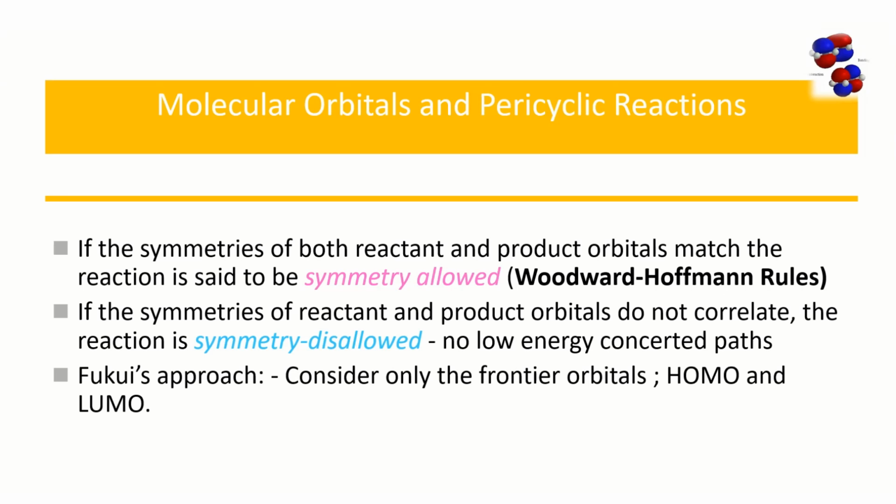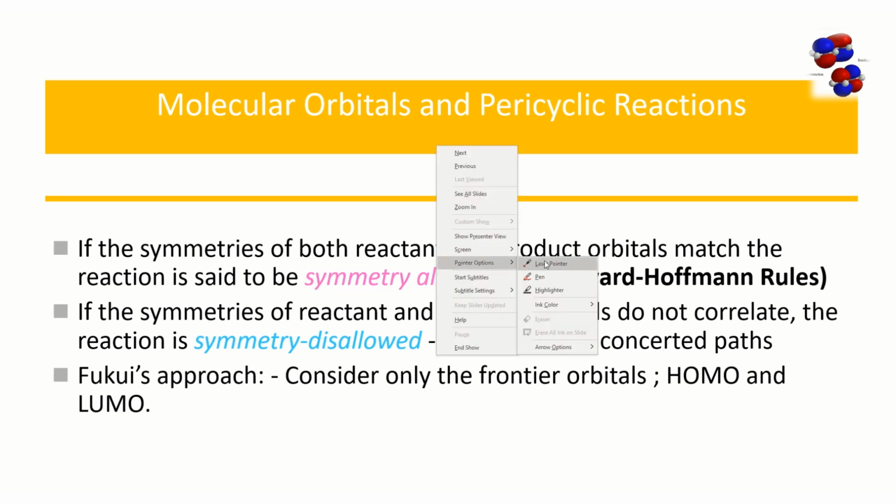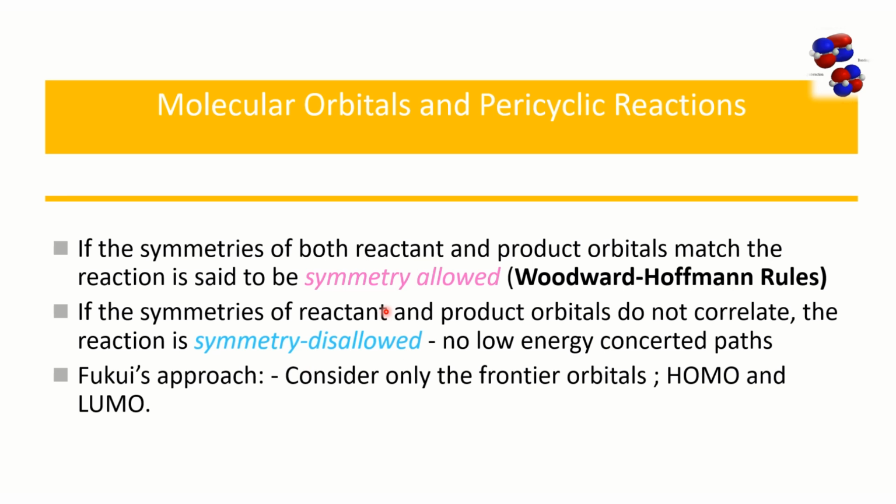So in this set of lectures, what we're going to be viewing is molecular orbital theory, how it relates to pericyclics. We'll talk about the Woodward-Hoffmann rules, where we have species that are symmetry allowed, contrasted with species that are disallowed. We should realize by now that with Fukui's approach, we only consider the frontier molecular orbitals of our conjugated systems, i.e. the highest occupied molecular orbitals and the lowest unoccupied molecular orbitals.